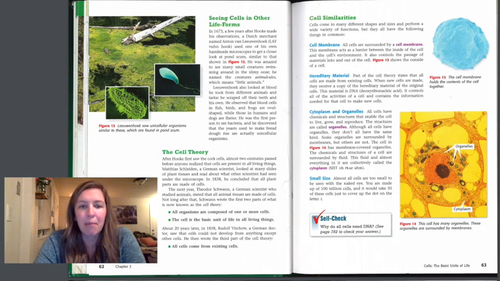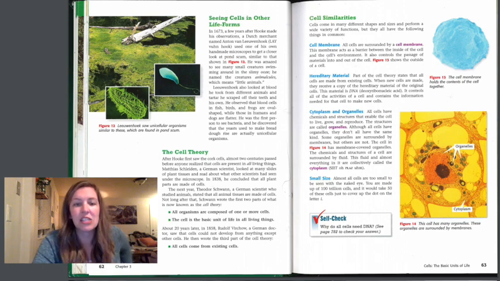Leeuwenhoek also looked at blood he took from different animals and tartar he scraped off their teeth and his own. He observed that blood cells in fish, birds, and frogs are oval-shaped, while those in humans and dogs are flatter. He was the first person to see bacteria, and he discovered that yeasts used to make bread dough rise are actually unicellular organisms. The cell theory.